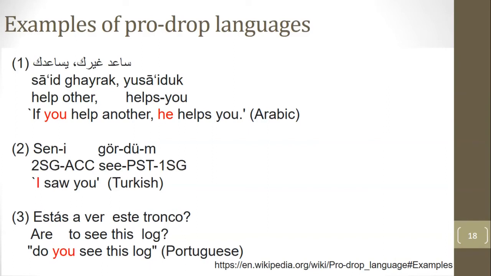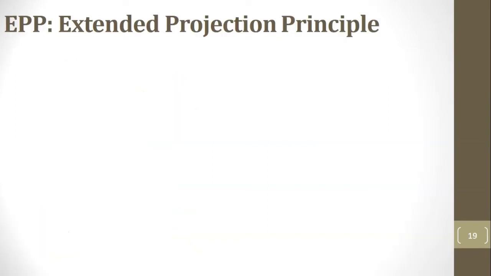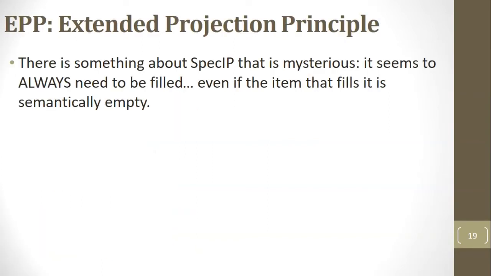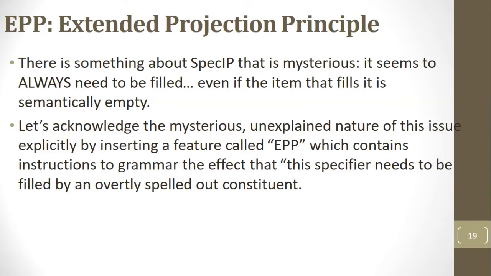So summing up, there is something very special about the specifier of the inflection phrase that is mysterious. It seems to always need to be filled in languages like English, even if that item that fills it is semantically empty. We don't fully understand this property yet, so let's acknowledge the mysterious, unexplained nature of this issue by inserting a feature called EPP, which stands for the Extended Projection Principle. This feature contains some instructions to the grammar to the effect that this specifier needs to be filled by an overtly spelled out constituent, such as the noun phrase subject.